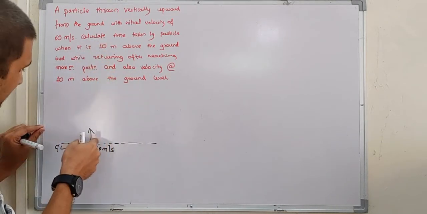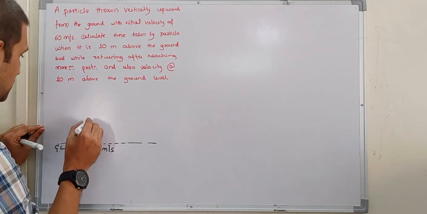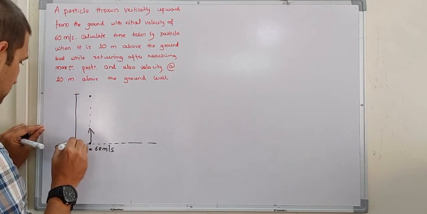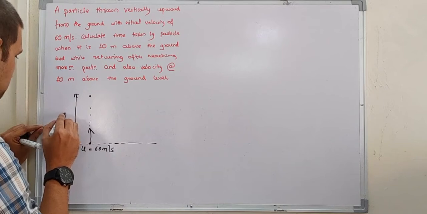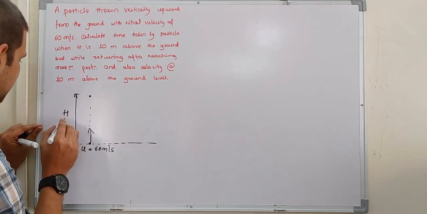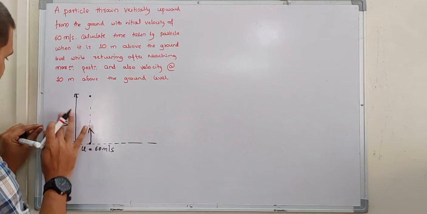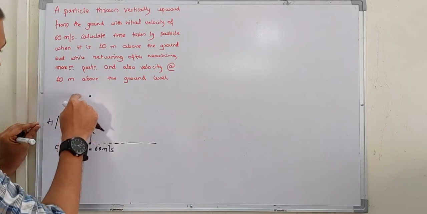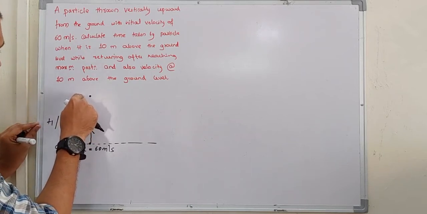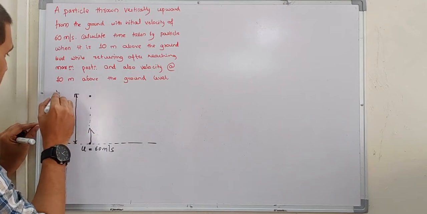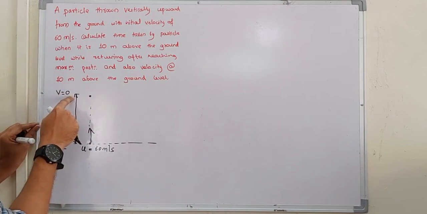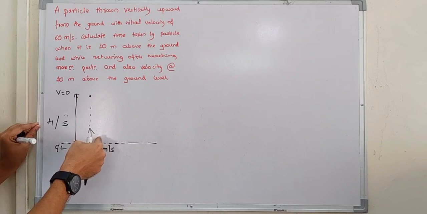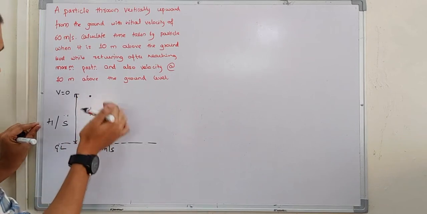Now once the particle is thrown upward, what happens? It continues to move upward and reaches the maximum or peak height, which I'll call h or s. Once it reaches the maximum height, the velocity will be 0. Now once it reaches the peak point, thereafter the particle will start returning to the ground.